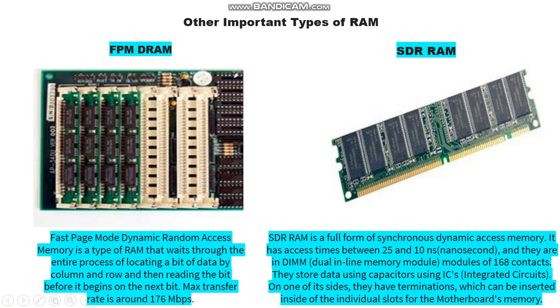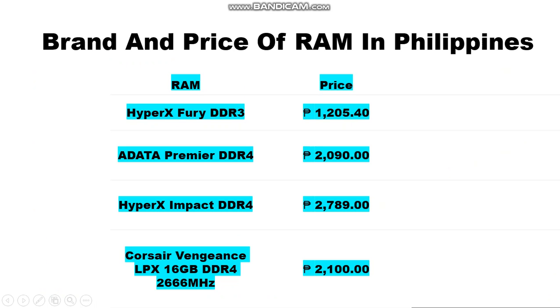SDRAM is the full form of Synchronous Dynamic Random Access Memory. It has access times between 25 and 10 nanoseconds, and they come in DIMM, dual inline memory modules, of 168 contacts. They store data using capacitors in ICs, integrated circuits. On one of its sides, they have terminations which can be inserted inside the individual slots for the motherboard's memory.